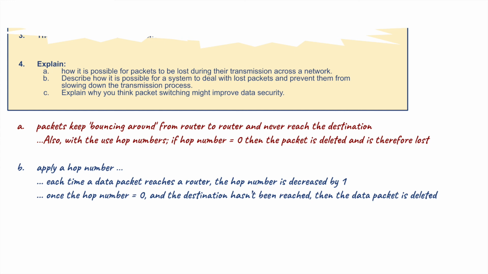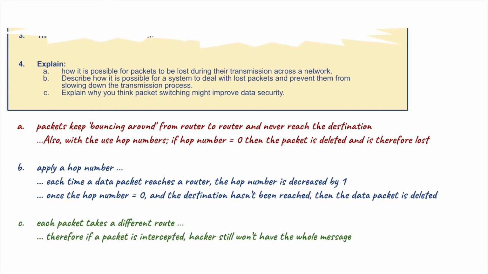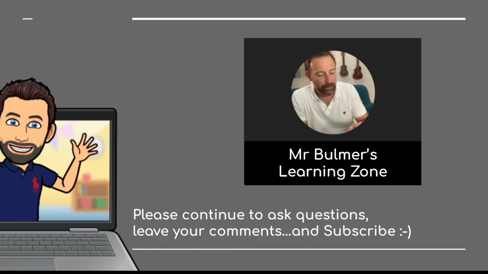Okay, and finally, C, explain why you think packet switching might improve data security. Well, each packet takes a different route. Therefore, if a packet is intercepted, hackers still won't have the whole message. So they might be able to get part of the message, but with it being split in so many different ways, it will be very difficult, if not impossible, for a hacker to receive the whole message. That is it for the first question in topic 2, data transmission.